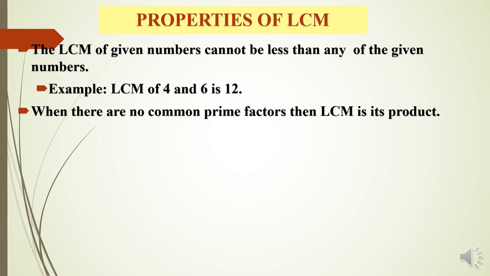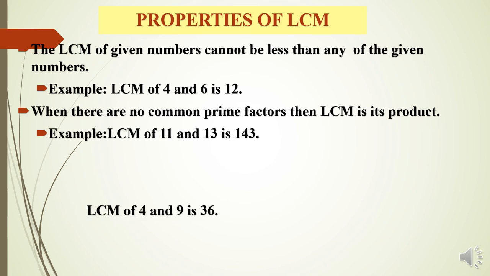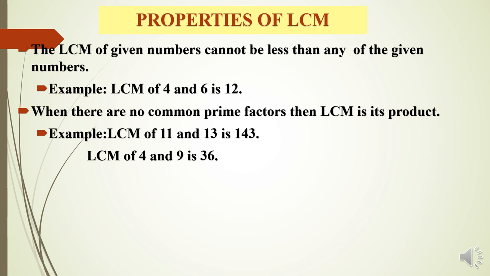When there are no common prime factors, then LCM is its product. LCM of 11 and 13 is 143, because 11 and 13 are not having any common factor. LCM of 4 and 9 is 36. 4 and 9 are not having any common factors, so its LCM is 4 into 9, 36.